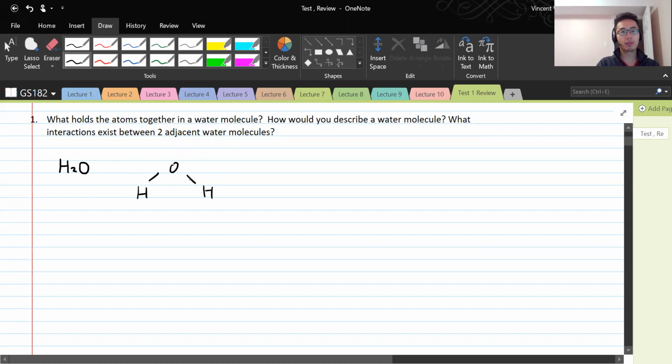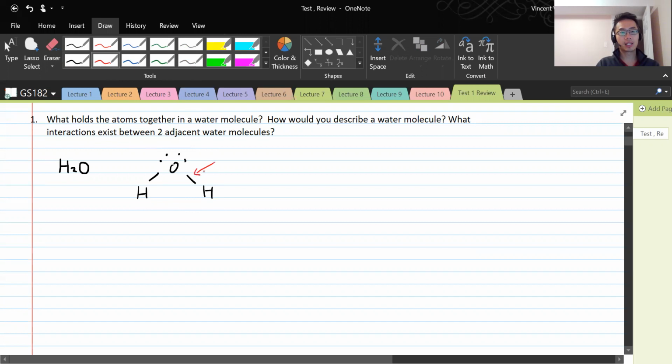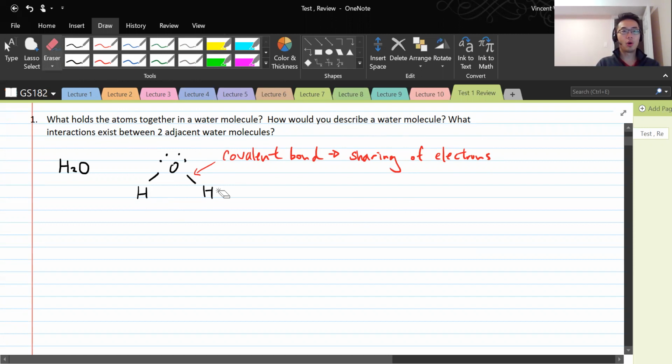And if you draw it out, I'm sure you learned this in chemistry already. This is what a water molecule looks like. So what holds the atoms together in a water molecule? Well, this here, that is a covalent bond. Covalent bond. And a covalent bond involves the sharing of electrons. Okay.